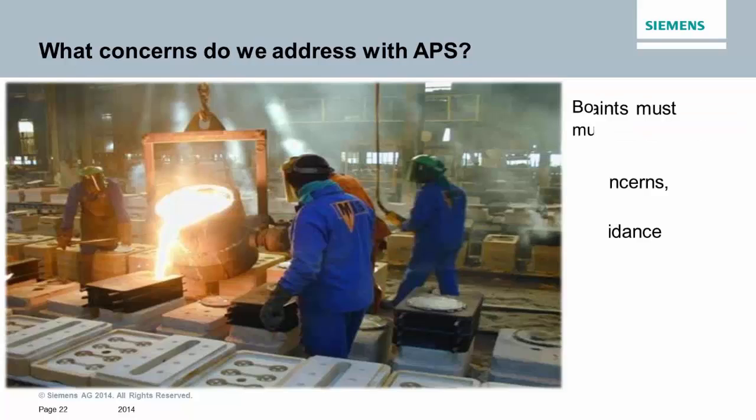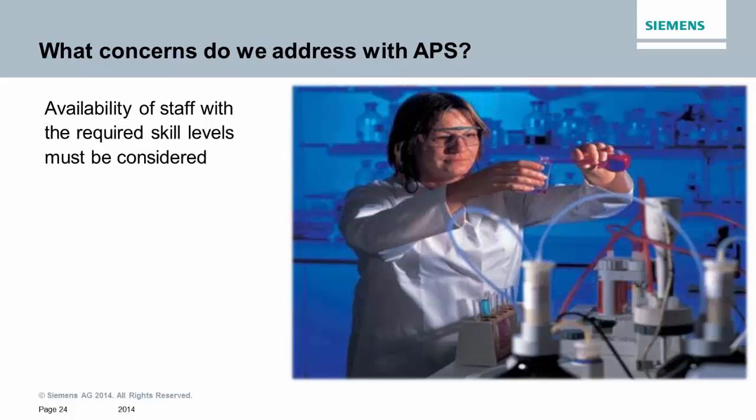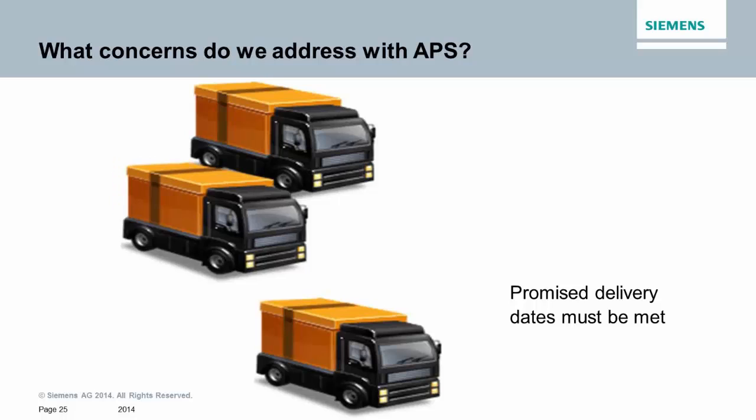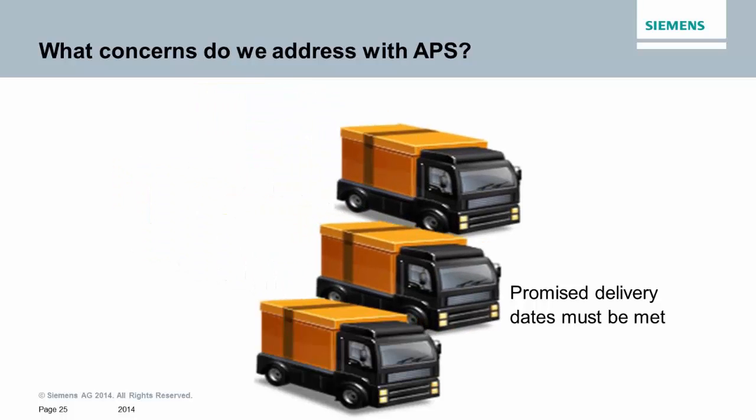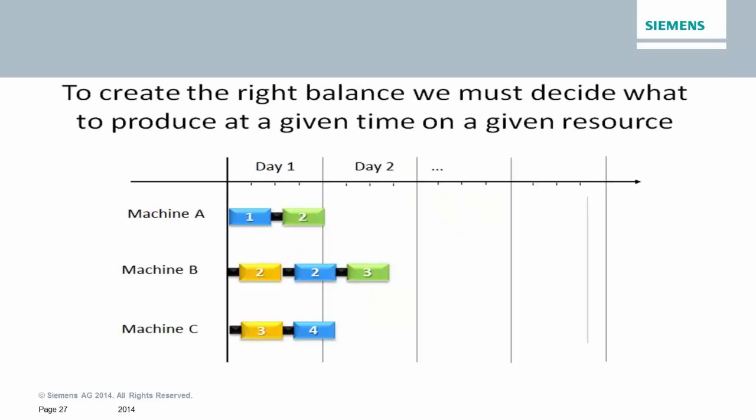Bottleneck resources have to be supplied. The technical constraints, whether that is allergens, non-allergens in the food industry, or maybe with assembling aircraft engines, regulations put in place by the FAA. You've got the availability of staff and the skill sets of the staff that are available. And of course, always meeting your promise dates is job number one, and it has to be considered. So it's a big balancing act to put together that plan.